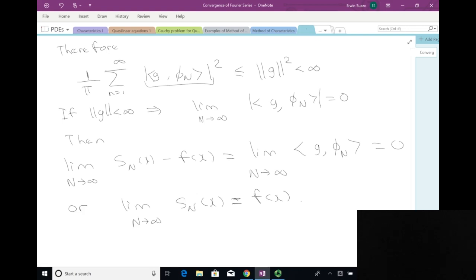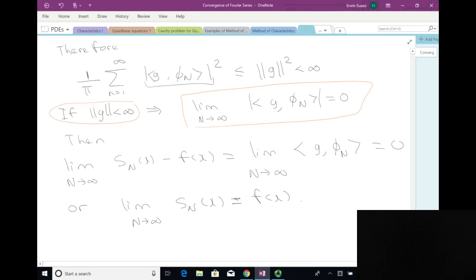but we are missing one point. Because we said if this is less than infinity, we have this. So we need to prove that the integral of g is less than infinity. That's what we're going to do, and with that we finish this proof.